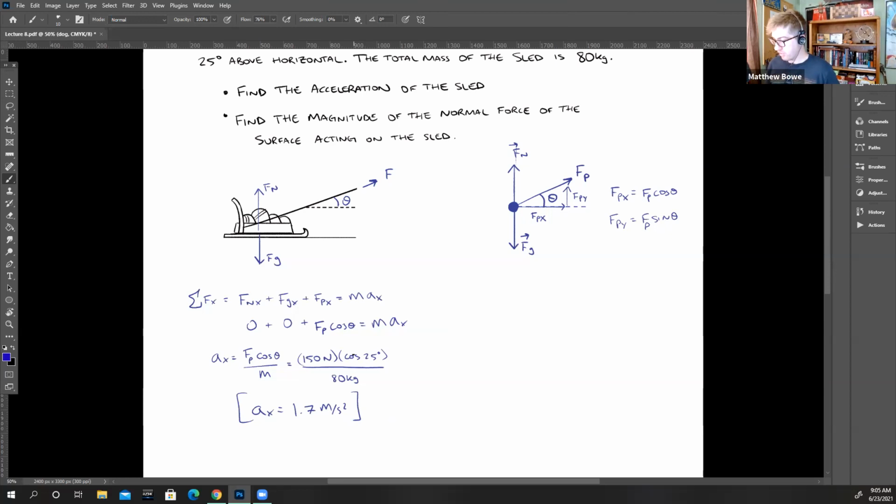Now let's do the y components. So we found the result for that first one. Next one, find the magnitude of the normal force of the surface acting on the sled. So we want to find this. That's what we're getting at. So summing up the forces in the vertical direction. Same exact sort of starting arrangement. Always start by labeling everything that you have.